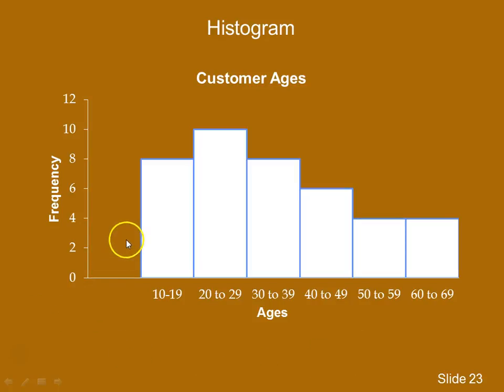If I had wanted to eliminate this gap down here at the bottom, I could have used a little symbol to indicate a break in the axis, and I could have moved these rectangles over to the left. But in this particular case, I chose not to do that. Once again, the purpose of a histogram is to give you a visual look at your data. You can quickly see which age categories have the greatest frequency, where the greatest number of your customers come from in this case, and how the ages are distributed.